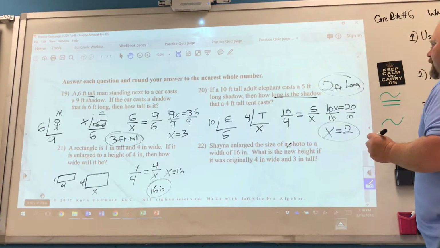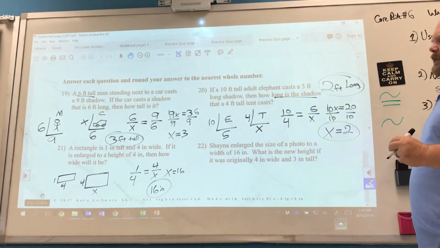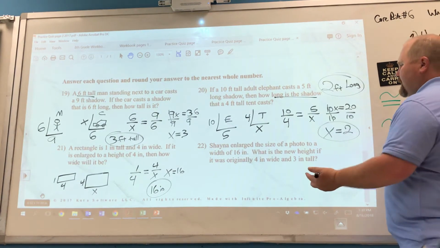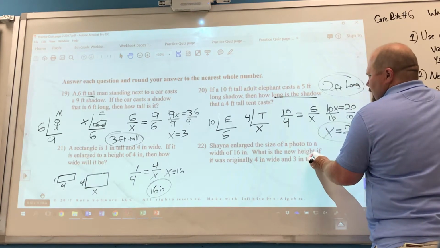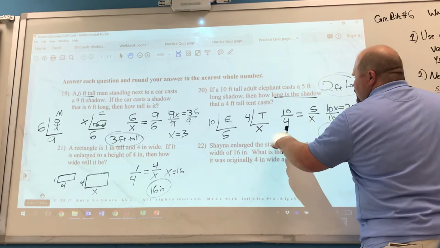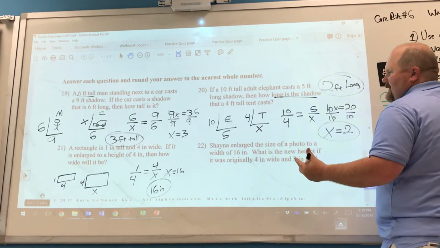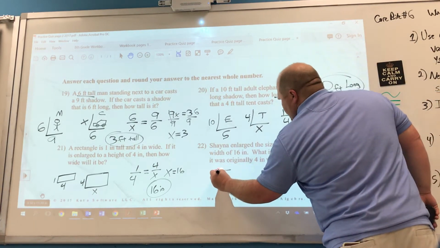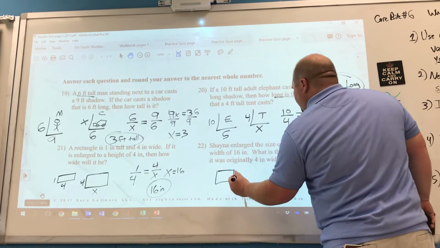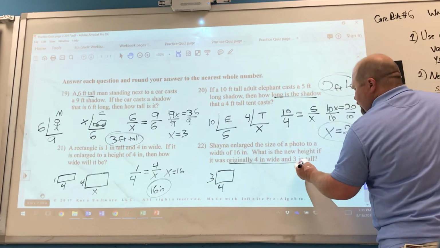Number 22. Shania enlarged the size of a photo to a width of 16. So the photo that's 16 inches wide, that's the new photo. Because it says, what is the new height if it was originally 4 inches wide and 3 inches tall? So they've kind of switched it up. The original size is at the bottom, and the new size in the question is now at the top. So I've got a photo, and it's 4 by 3. So I've got a 4 inch wide photo, 3 inches tall. That's my original. That's stated right here.